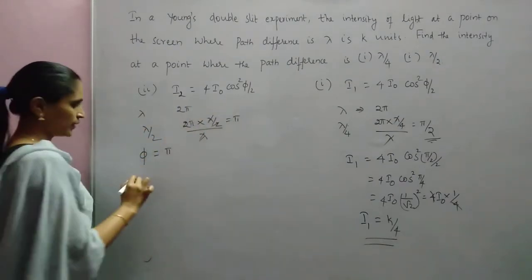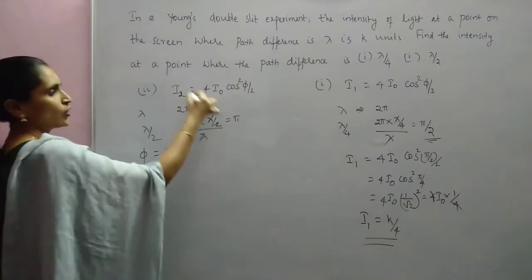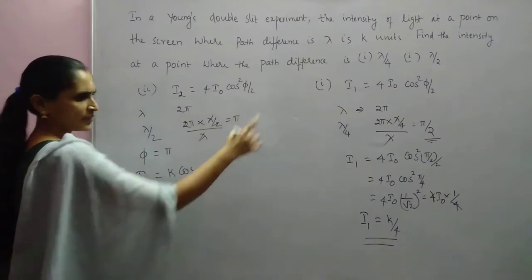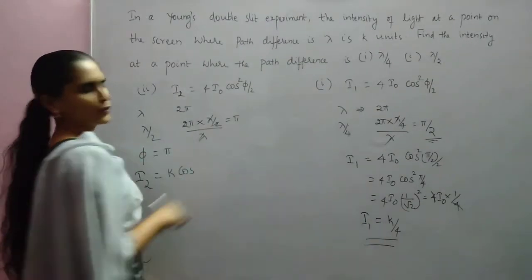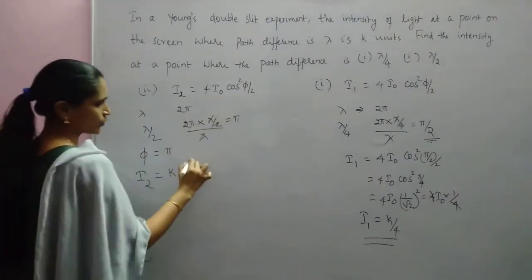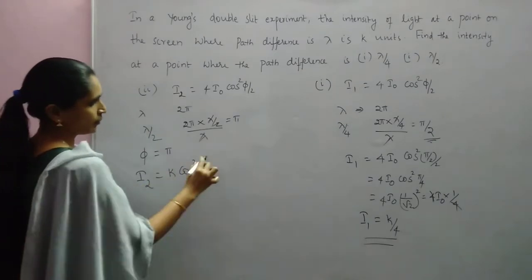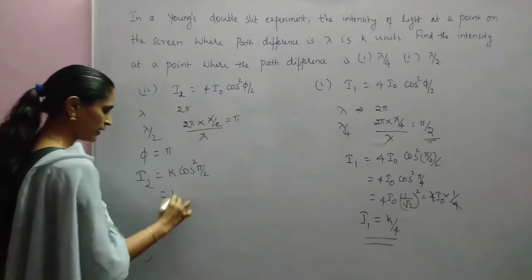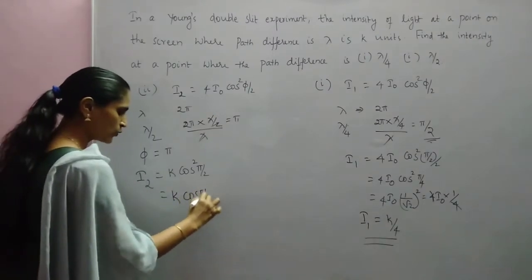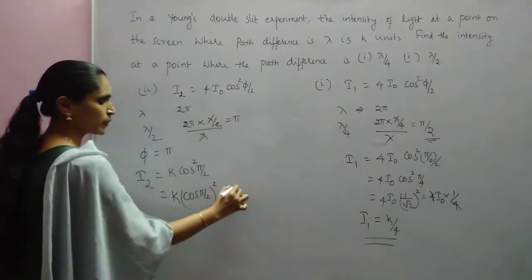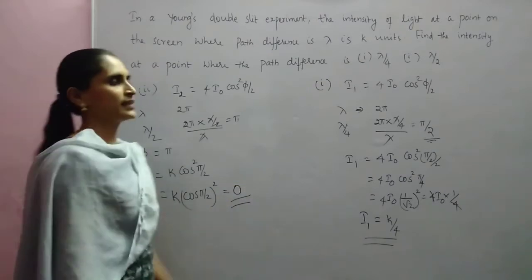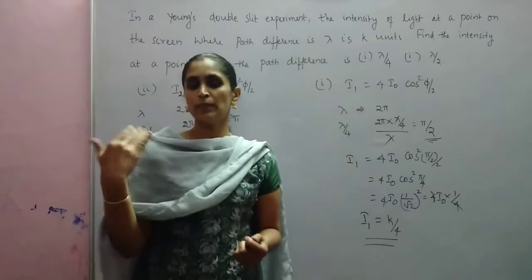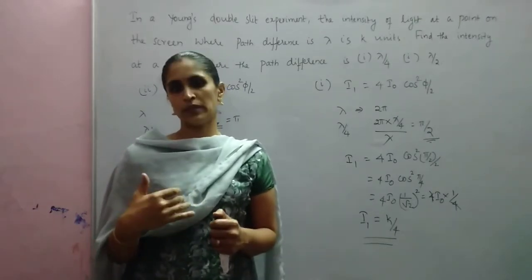Now you can substitute here. So I2 is equal to 4I0, which is given by k. So k into cos square pi by 2, since the phase angle is pi. Or we can write k into cos pi by 2 the whole square. And cos pi by 2 is 0. So we got the intensity as 0. Okay, is it clear? And now we will discuss the problems related to Young's double slit experiment some more.